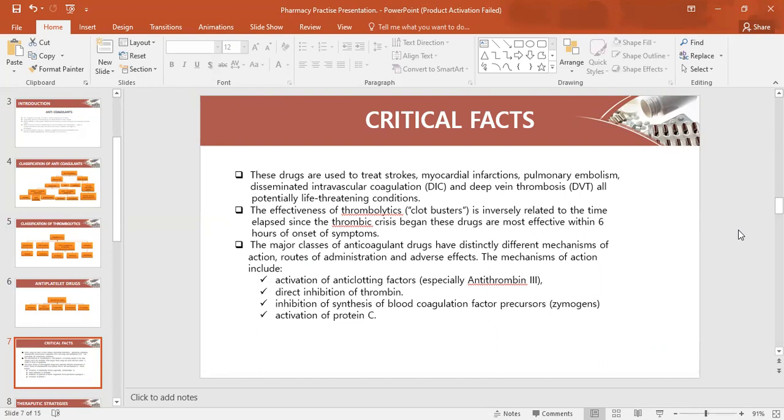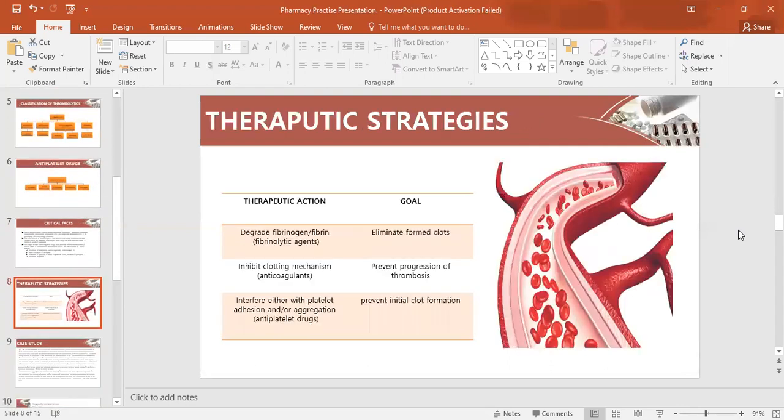The major classes of anticoagulant drugs have distinctly different mechanisms of action, routes of administration, and adverse effects. The mechanisms of action include activation of anti-clotting factors, specifically antithrombin III, direct inhibition of thrombin, inhibition of synthesis of blood coagulation factor precursors, for example zymogens, and activation of protein C. The therapeutic strategies of these drugs.